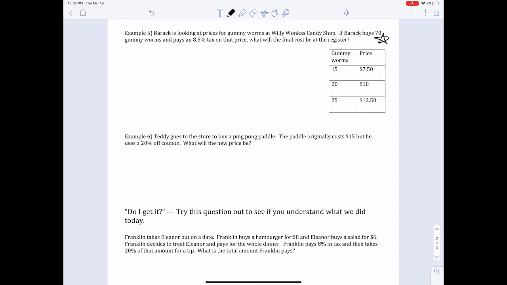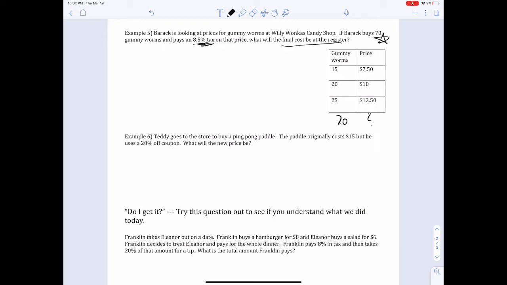Okay, so if you're picturing this happening, Barack is going to Willy Wonka's candy shop. He's looking at these prices. They can't tell you the price for every single gummy worm amount. So they give you some, and he wants to buy 70. And they don't have 70 here, so that's probably a good place to start. We also know he's going to have to pay an 8.5% tax on that price. What will the final cost be?